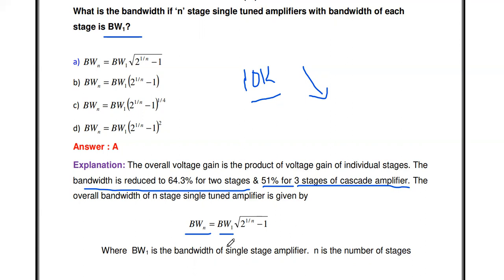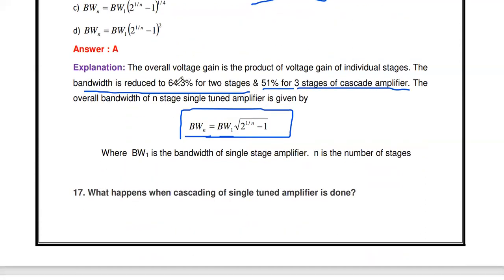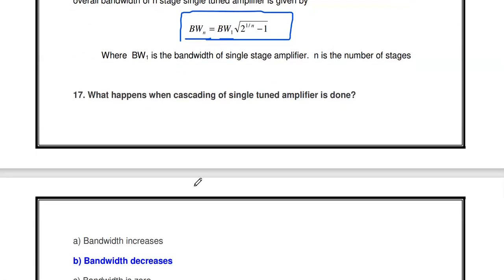So this is the formula: BWn is equal to BW1 into square root of 2 to the power 1 by n minus 1, where BW1 is the bandwidth of one stage and n is the number of stages. So A is the correct answer. Using this formula, we may get some 2-mark problems also. We will discuss the last question.